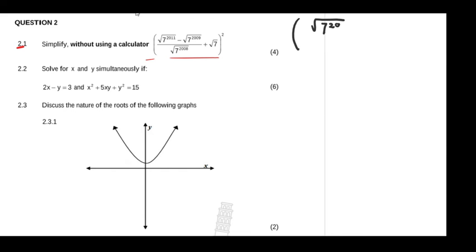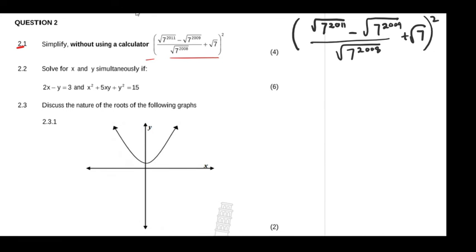And so what you do here is you just find a way to manipulate it, right? I'm going to show you now. So as I'm writing it, 7 to the 2008 plus the root of 7 all squared. So you're going to manipulate this problem. What you do is you just choose which power to use, and you must be, what can I say, consistent with that power, right?